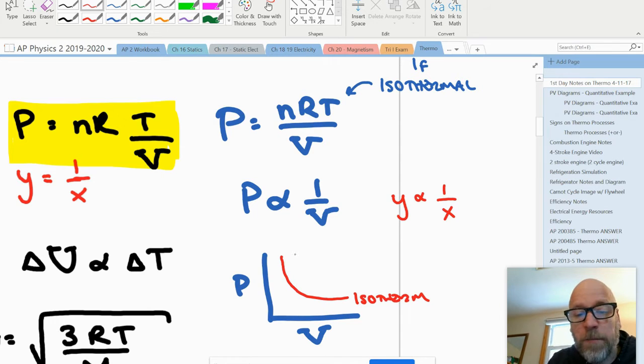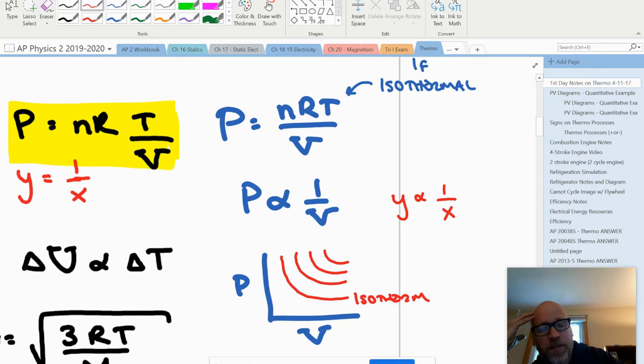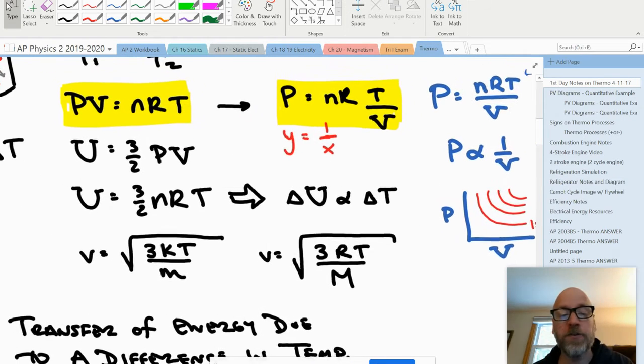And for different temperatures, we would get different curves. Just let that sink in for a little bit. Isotherms. Okay. Now, other things from the gas laws and heat unit.